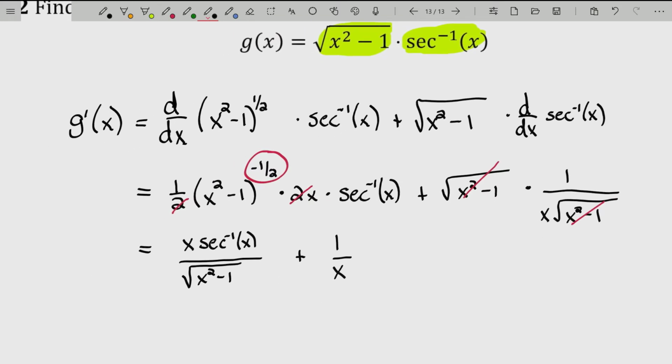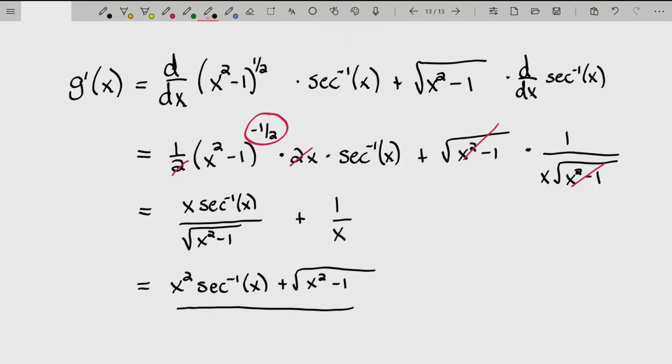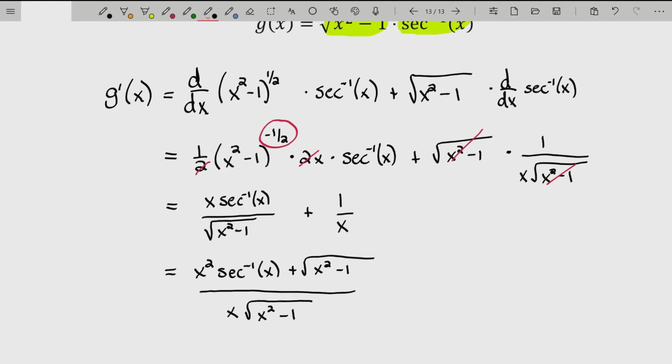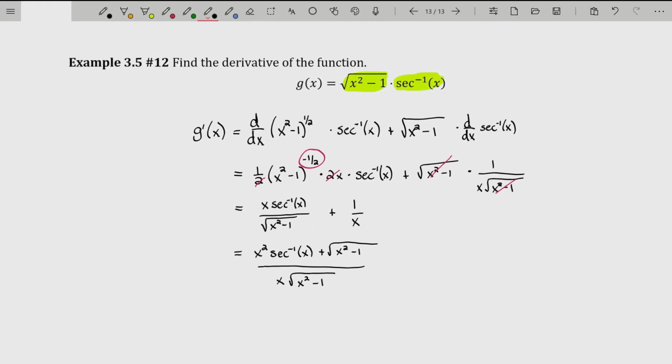I suppose that you could get a common denominator here if you really wanted to. That would be x squared secant inverse of x plus the square root of x squared minus 1 all over x square root of x squared minus 1. If you want to combine those two fractions, you totally can. All right, there's not much else to say, because when you're dealing with inverse trigonometric functions and their derivatives, there are some applications. They usually involve a lighthouse and a rotating light and silly things like that. But for the most part, it's mostly mechanical.